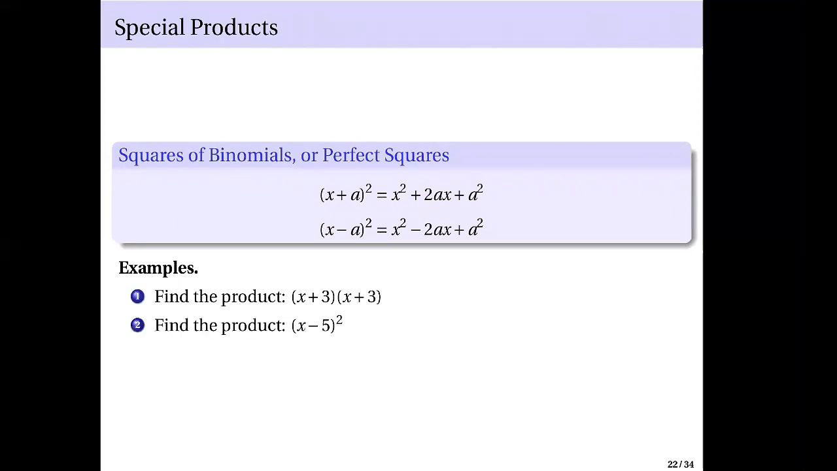So here are the examples that we are going to work on off the record.